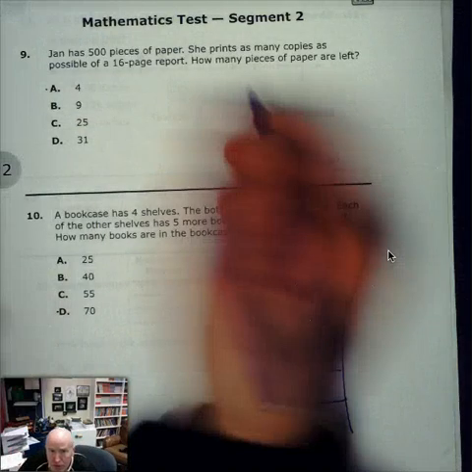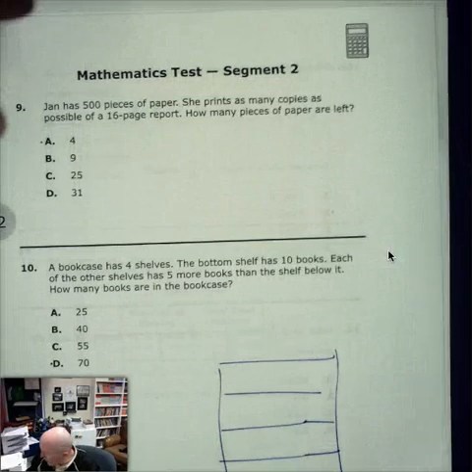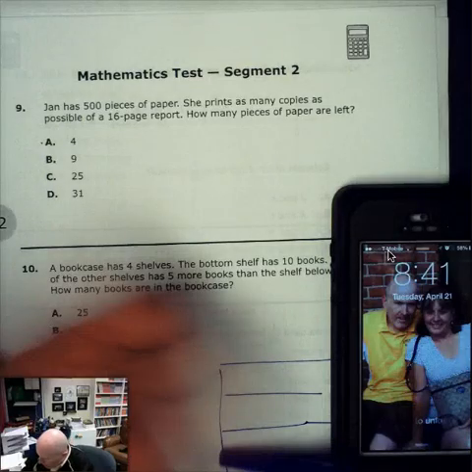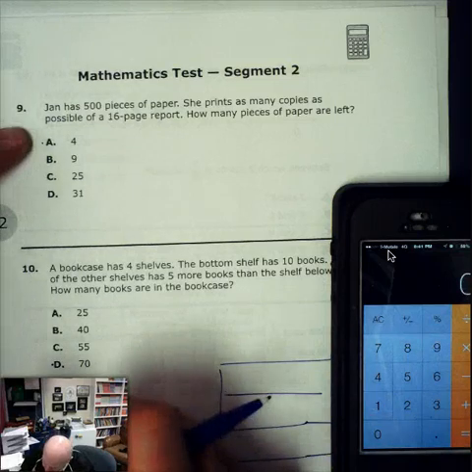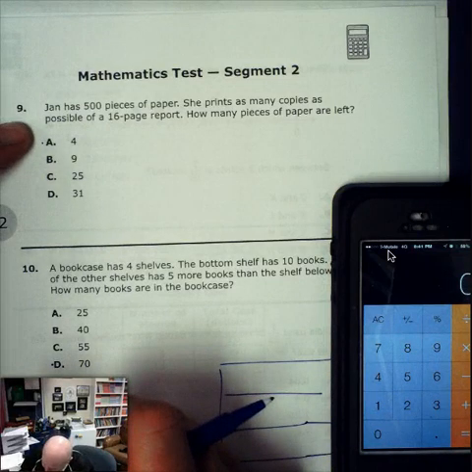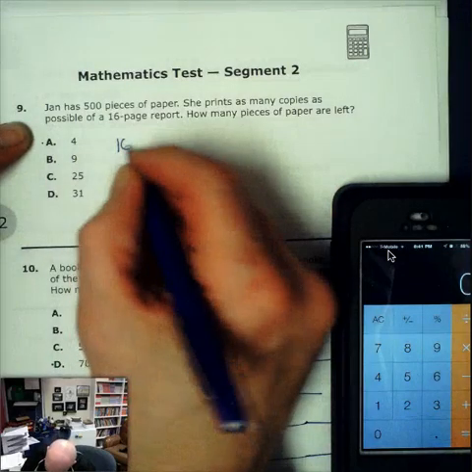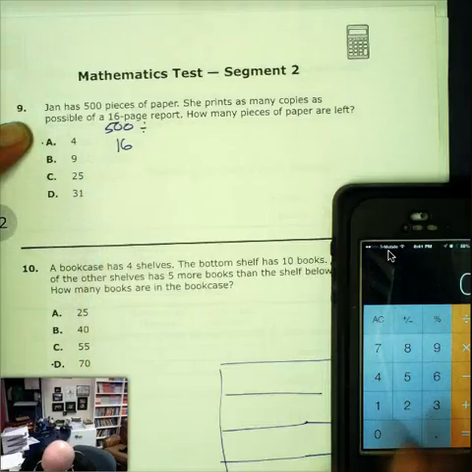This is a tough problem too. But now we are into our calculator segment. So I'm going to get my calculator out and have that ready to roll here. Hopefully you'll be able to read that. All right, so we've got 500 pieces of paper that Jan has. She prints as many copies as possible of a 16-page report. So what she's going to do is take that 500 and divide it by 16. So let me do that real quick.